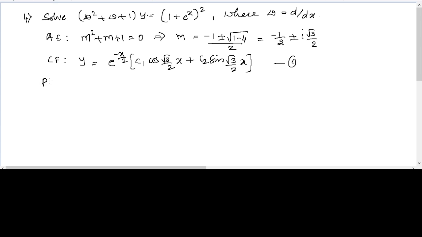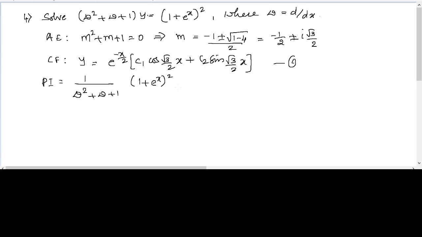Now we need to find out the particular integral. While finding the particular integral, we know we need to write 1 by f of D. What is there in f of D? D square plus D plus 1. Okay. What is there in the right hand side? 1 plus e to the power of x whole square.